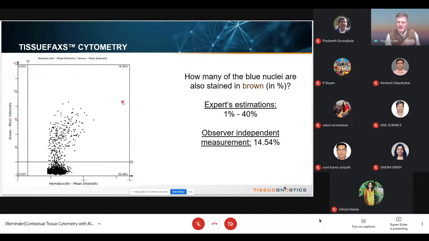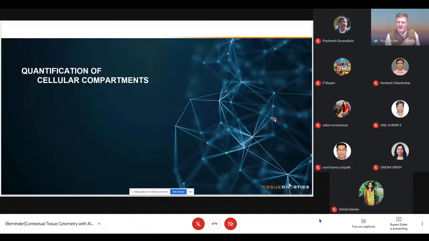And whether you do the analysis on Monday morning, on Wednesday noon, on Friday afternoon, in India, in Australia, in Austria, you will always get the same result rather than a wide range of estimation that depends on who does the analysis and maybe at what time of the day, in the morning, in the evening, if you're tired or if you're stressed or whatever. So observer-independent quantification replaces observer-biased estimation. Now, this was the first example of nuclear analysis.